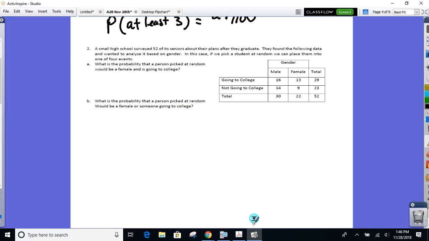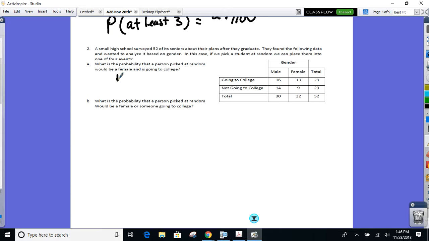Probability you pick a person at random that would be female and going to college. So can we read this table correctly, and you find me how many people are female and going to college? Anybody locate that number on the table? How many of them are there? 13 right here. Going to college, female.